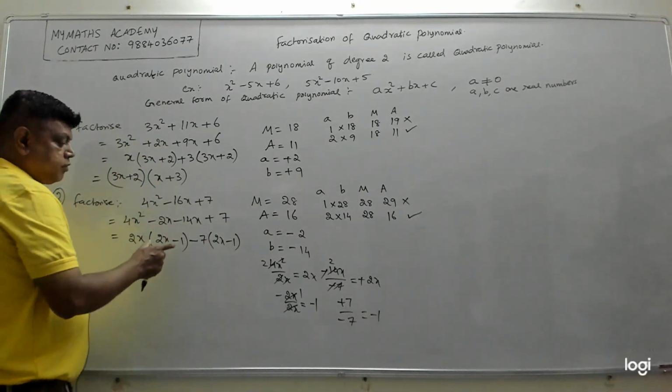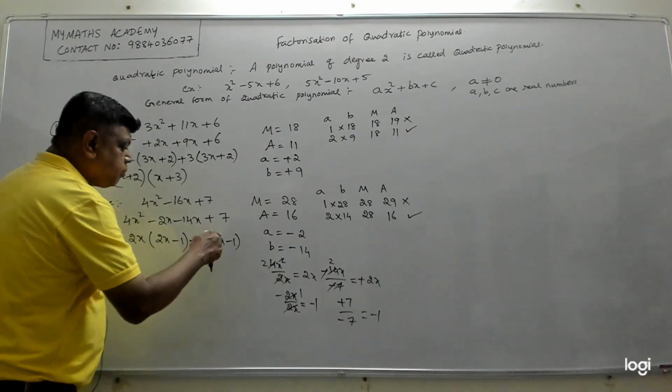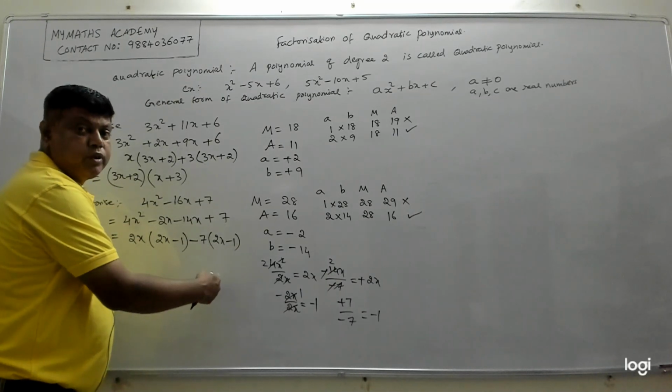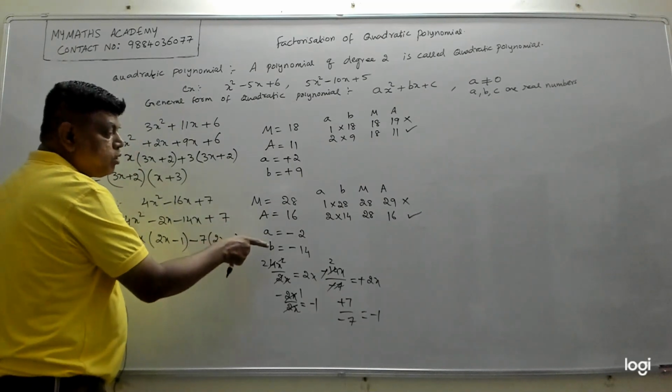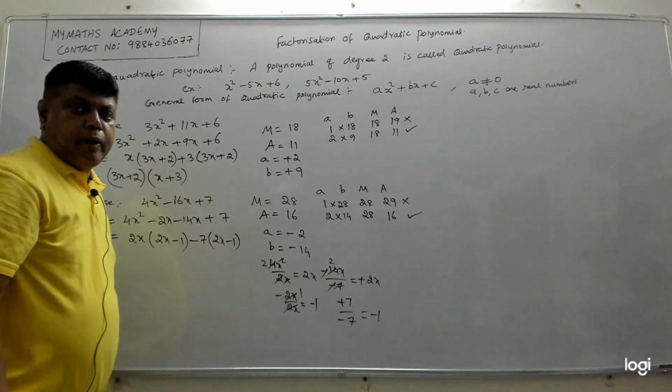Now as I told you, always if you get here 2x minus 1, here also you should get 2x minus 1. By mistake if you put plus, then this will be 2x minus 1 and this will be 2x plus 1, then you can't proceed further. Now always you will get 2x minus 1 here means here also you will get 2x minus 1. That is why we are checking all these conditions so that it is nicely getting factorized. Clear?